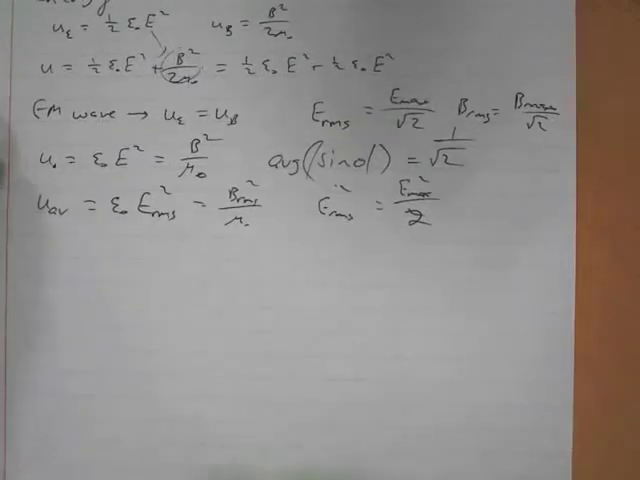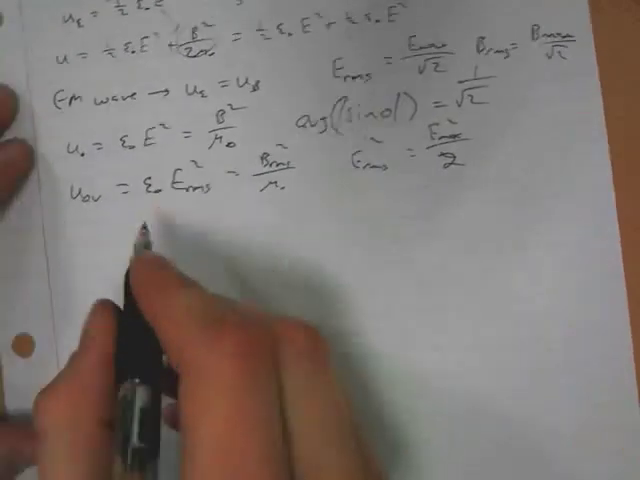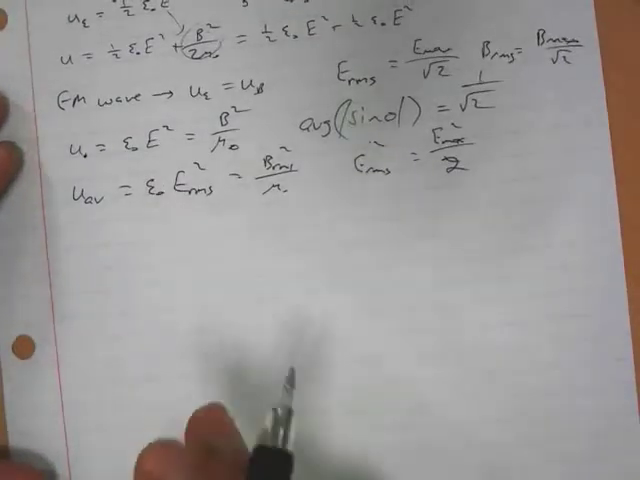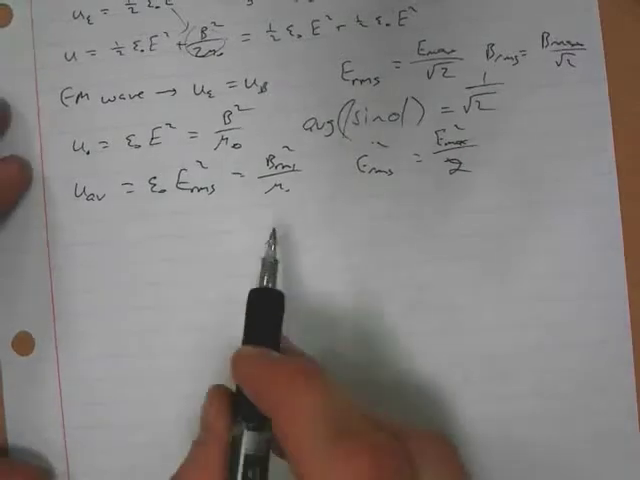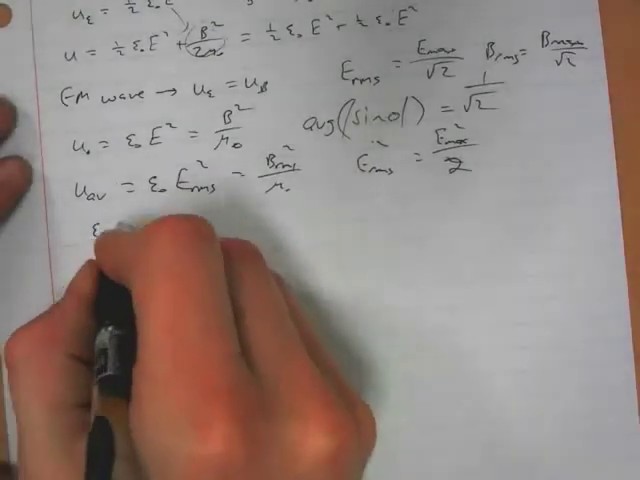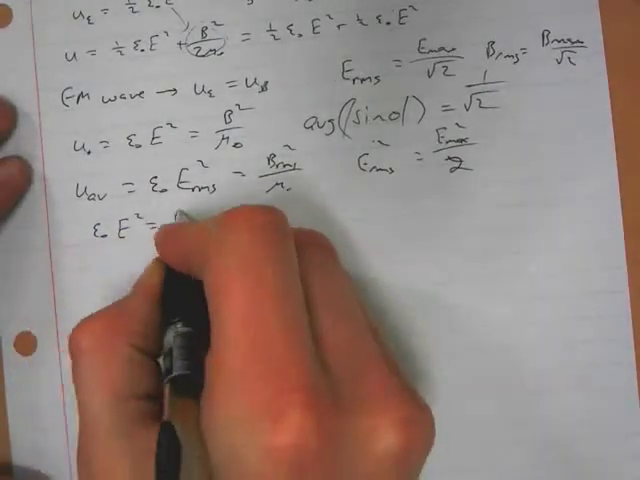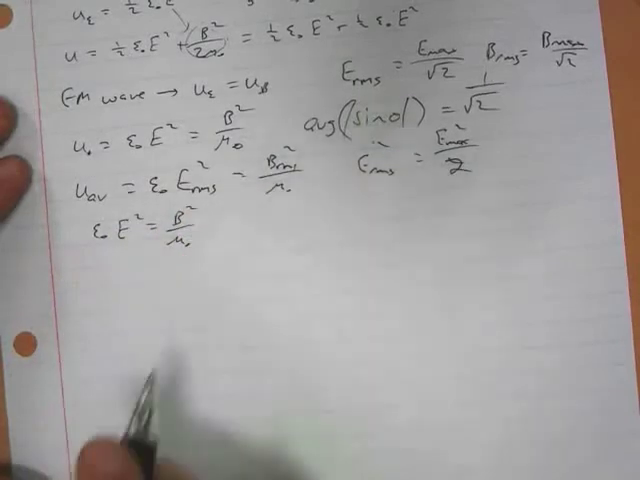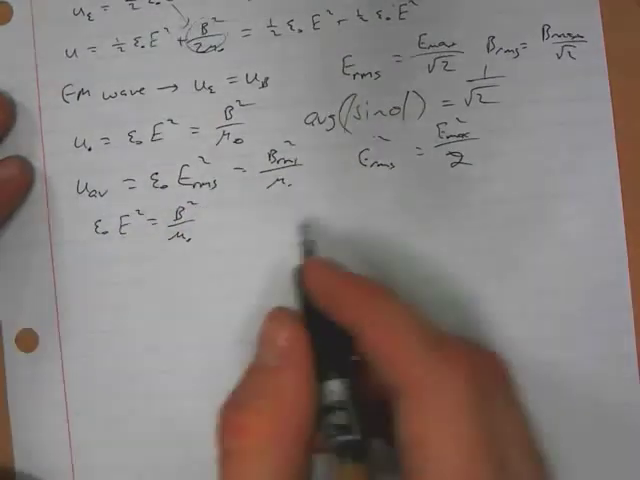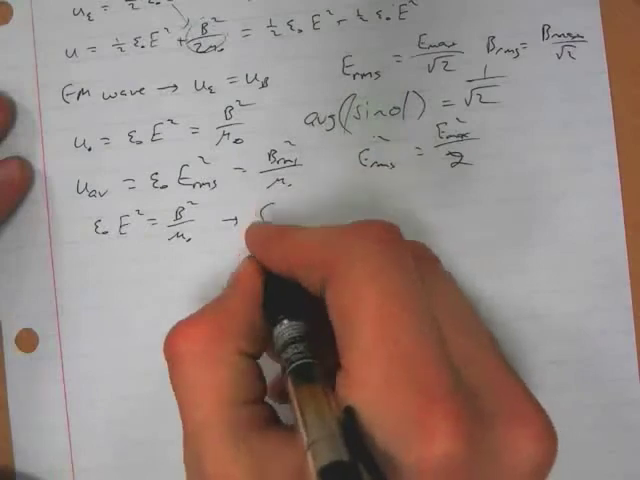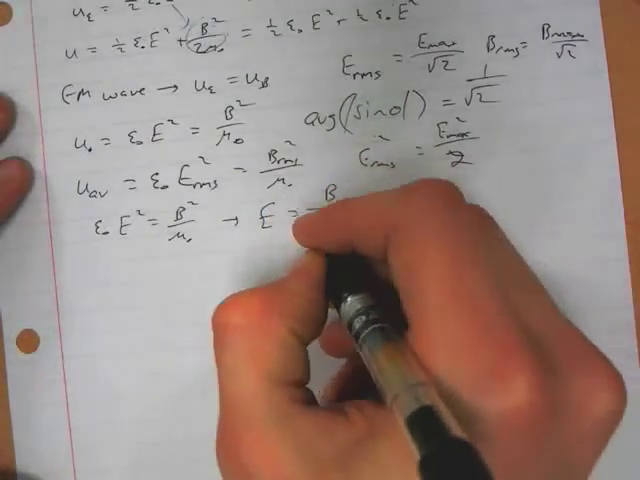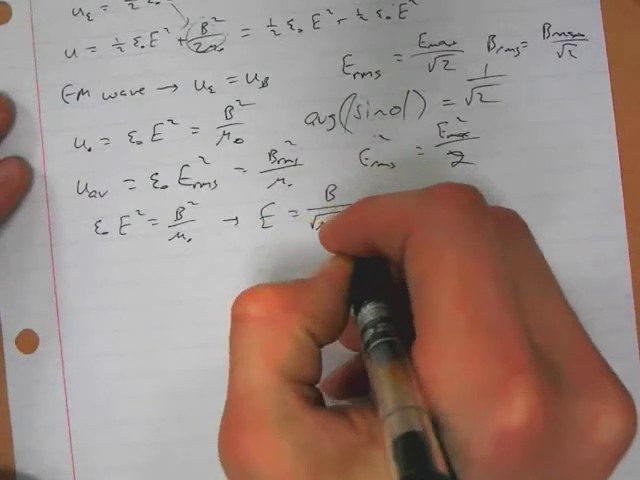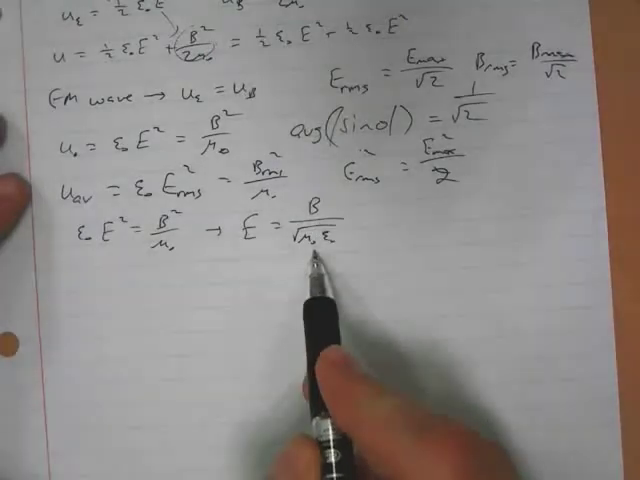Now, here's an interesting result. If we rearrange, we've got epsilon naught E squared equal to B squared over mu naught. If we rearrange this a little bit and take a square root, and solve for our electric field, we get that the electric field is equal to B over the square root of mu naught epsilon naught. And 1 over the square root of mu naught epsilon naught is just c.